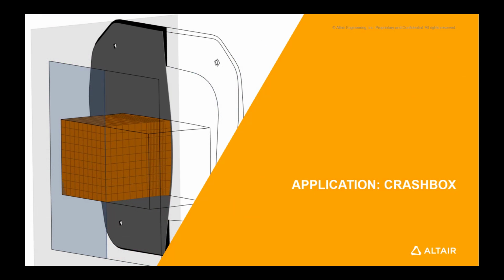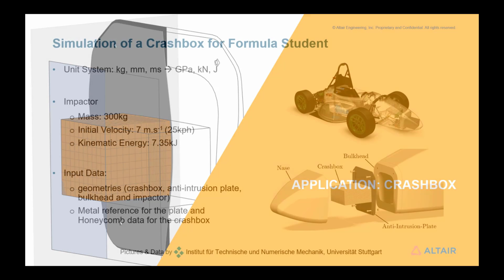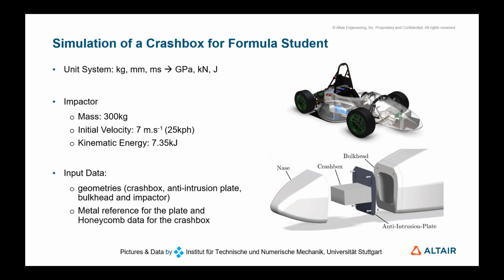We can start now to consider our application case, the simulation of a crash box for Formula Student. We are going to see how to set up that kind of models, and then we are going to run the simulation and see a first analysis of the results. The aim will be to simulate the impact of a 300 kg rigid mass at 7 meters per second on a honeycomb crash box, check the deceleration and the deformation of the anti-intrusion plate.